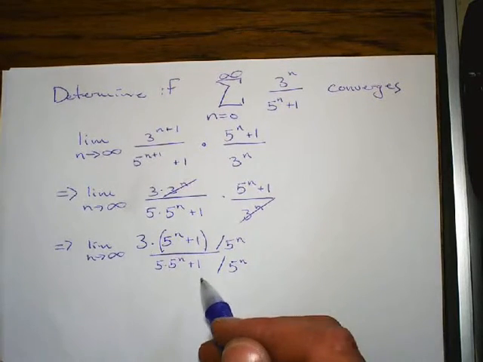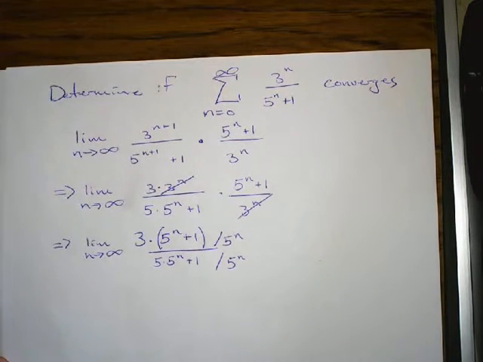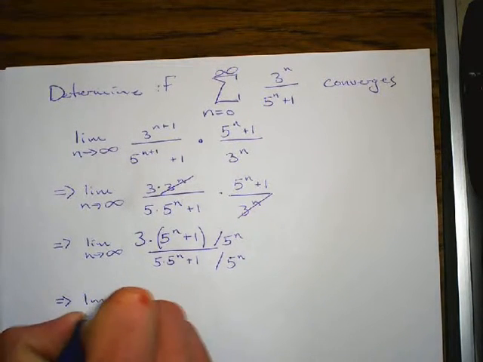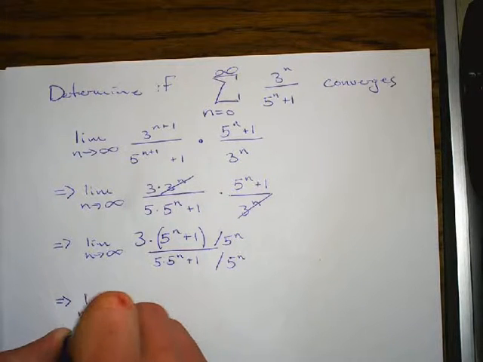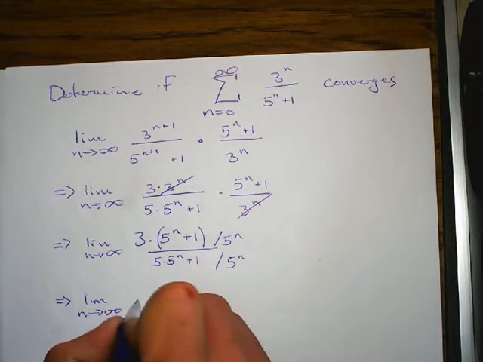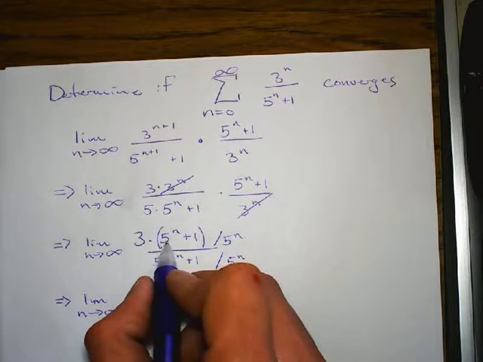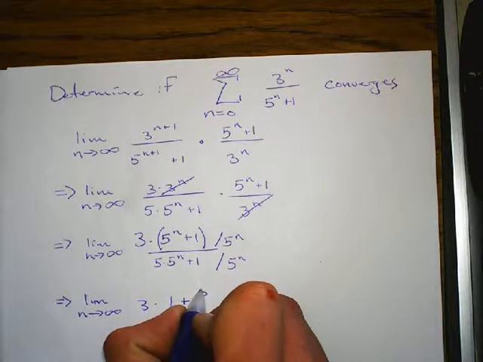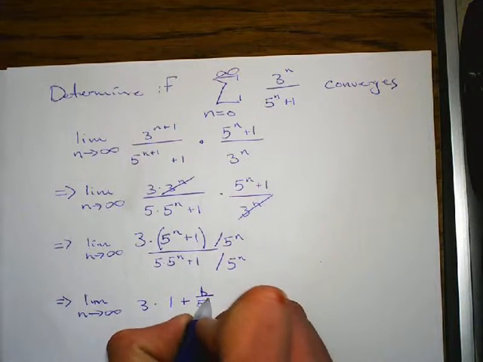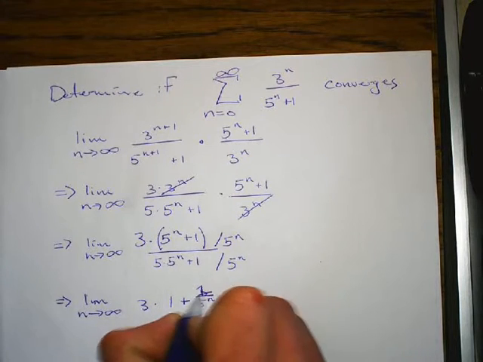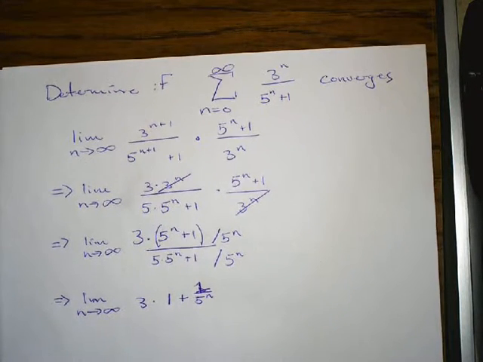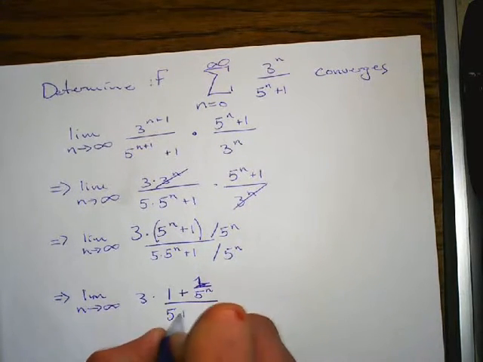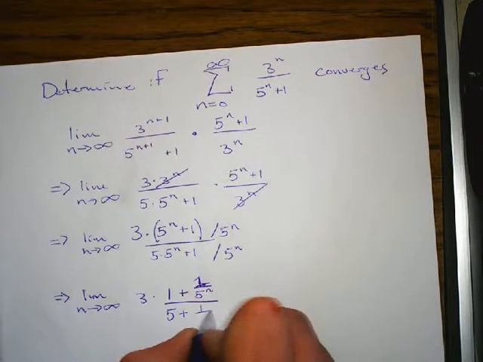So I'm going to keep moving through this. Okay? Let's simplify. This is going to be the limit as n goes to infinity of 3 times, distributing this through, that's going to be 1 over 5 to the n. That is not a b. I'm sorry, that looks like a b. 1 over 5 to the n, over 5 plus 1 over 5 to the n.